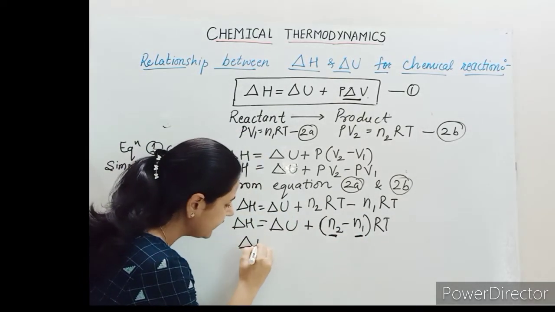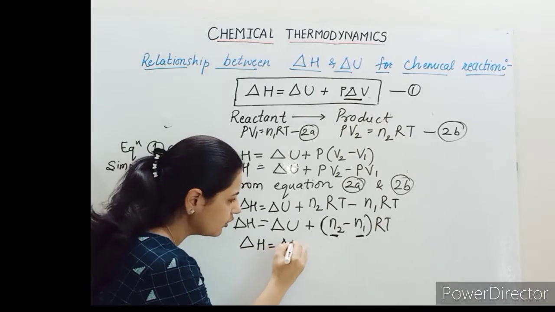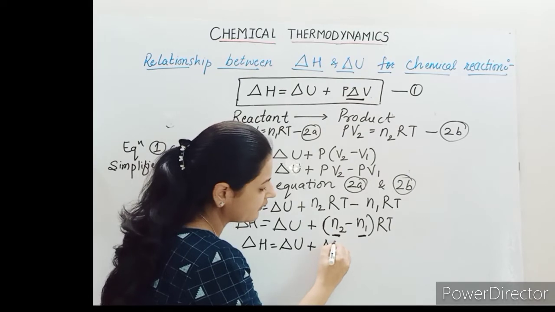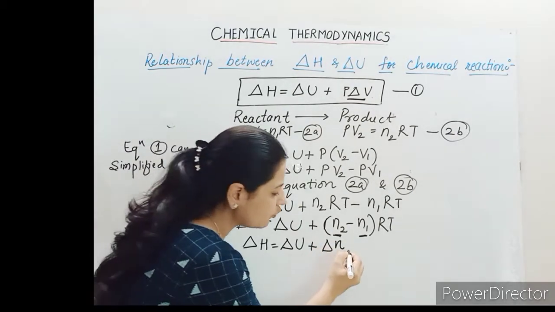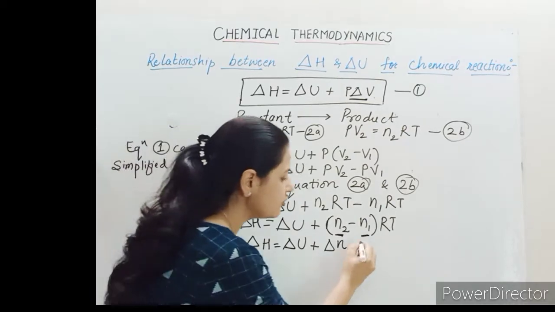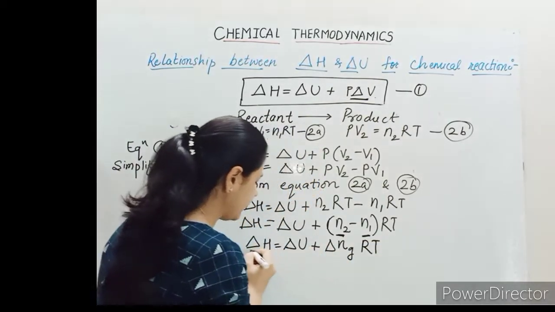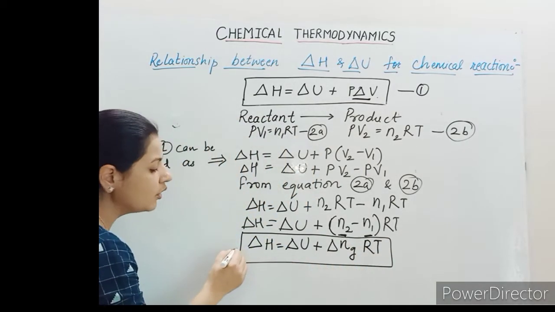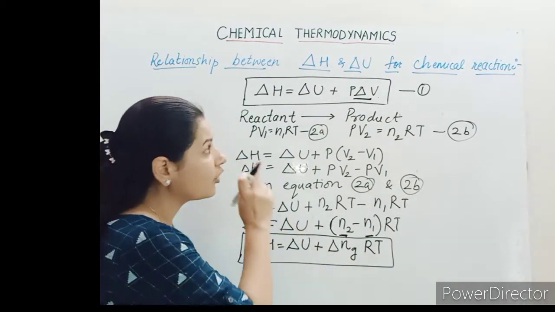Therefore, I can write delta H is equal to delta U plus... Now, since this is N2 minus N1, I can write it as delta N. And since it is for the gaseous system, I will write it as delta Ng into RT. So my new expression becomes delta H is equal to delta U plus delta Ng RT for the gaseous system.